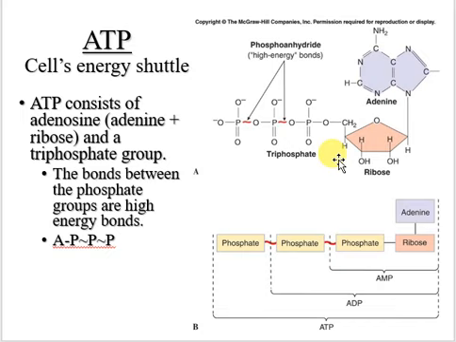The energy that's derived from glucose catabolism, or the oxidation of glucose, will be used to recharge ADP. So this will be used to regenerate ATP by linking ADP with a phosphate group, or recharging ADP.